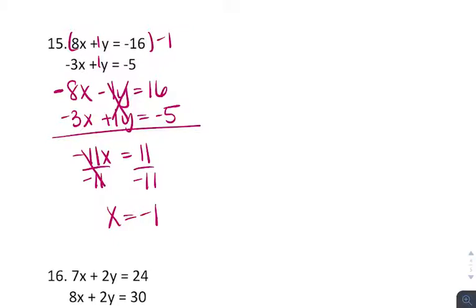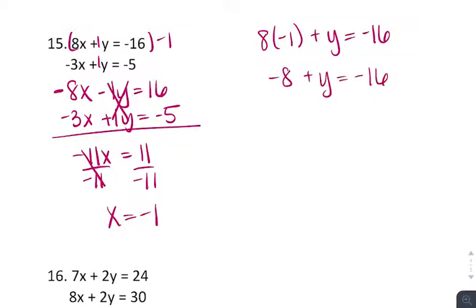So then what we're going to do is go ahead and just plug that in. So 8 times negative 1 plus y equals negative 16. So negative 8 plus y equals negative 16. Add 8 to both sides. And y equals negative 8. So our answer is x equals negative 1, y equals negative 8.